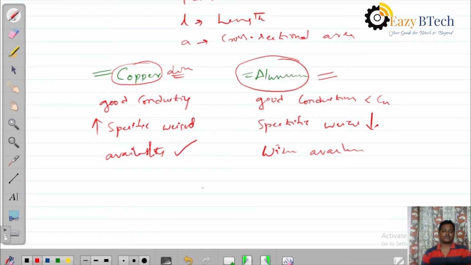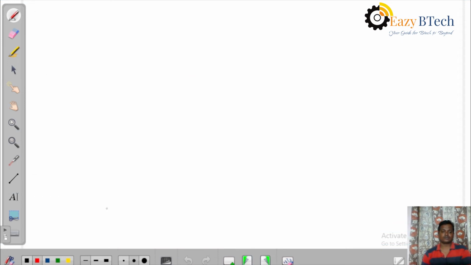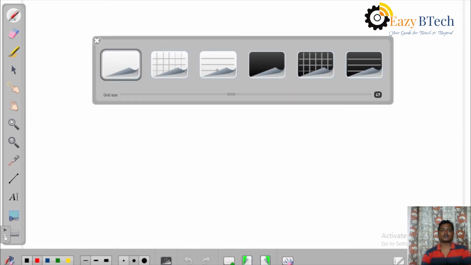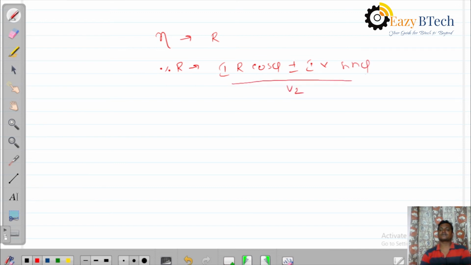Now, what you learn from this subject, the topics we have to discuss in this subject, are as follows. The efficiency of the transmission system depends upon losses. Losses are nothing but resistance, and regulation depends on, the formula for regulation is I into R cos phi plus or minus I into X sin phi divided by V2 into 100. This is the formula for regulation.